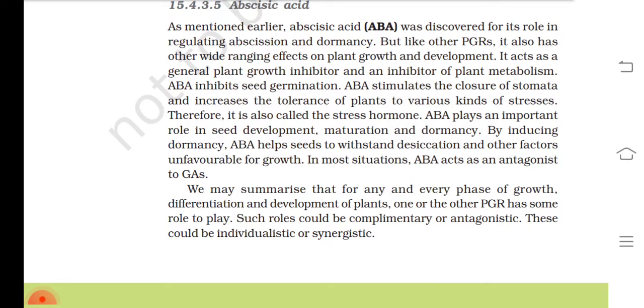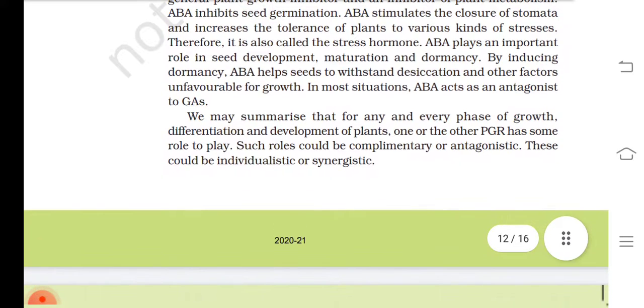ABA plays an important role in seed development, maturation, and dormancy. By inducing dormancy, ABA helps seeds to withstand desiccation and other factors unfavorable for growth. In most situations, ABA acts as an antagonist to GAs.